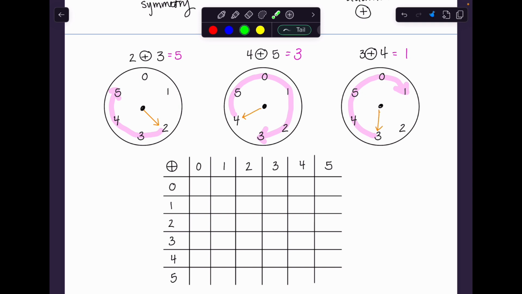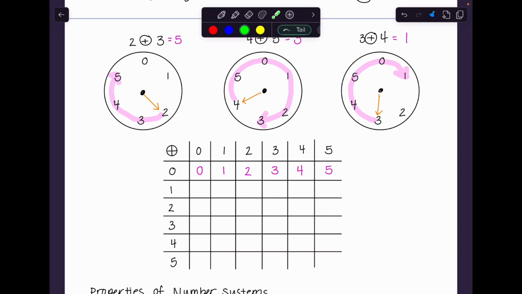But if you think here, basically in this first row, I'm going to take 0 and I'm going to add all of these hours to it. And that's like best case scenario, because you add 1, you're at 1. Add 2, you're at 2. Add 3, you're at 3. 4, you're at 4. 5, you're at 5. So if you start at 0 and add nothing, lands you at 0. 0 plus 1 is 1. 0 plus 2 is 2. 0 plus 3 is 3. 0 plus 4 is 4. And 0 plus 5 is 5.